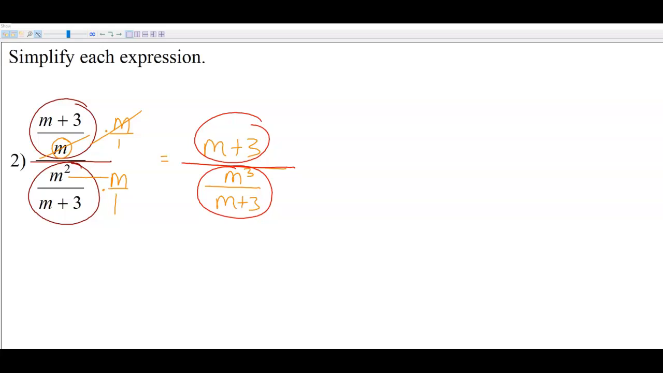So I want to get rid of that m plus 3 on the bottom. So I'm going to multiply this fraction on the bottom by m plus 3. Once again, you can put it over 1 if you want. I'm not going to put this one over 1, though, because these aren't fractions on the top. So I think it's better just to leave it like that. But in this case, these are going to cancel out, and I'm going to be left with a nice simple m cubed on the bottom.